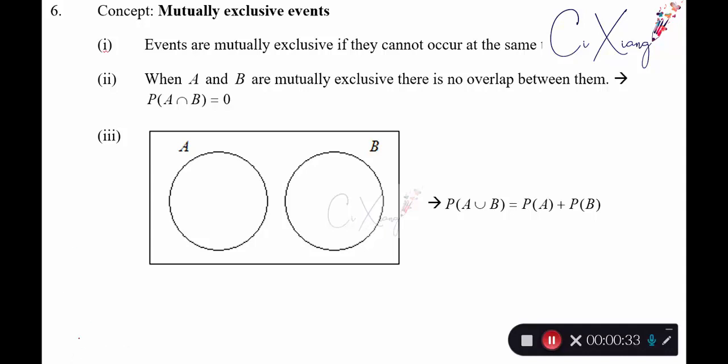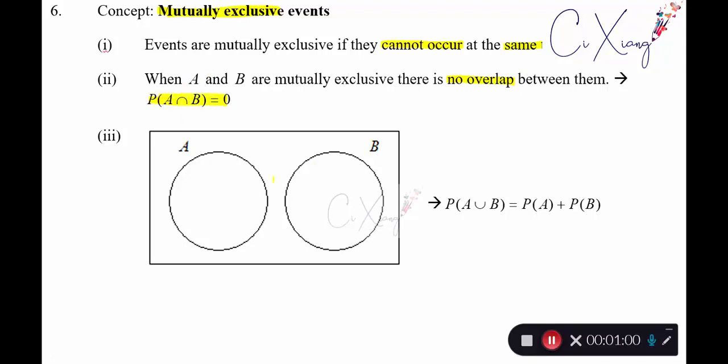Okay, right. So you need to know this word. We call it mutually exclusive events. The meaning of mutually exclusive events is that the events cannot occur at the same time. So we call them mutually exclusive events. When A and B are mutually exclusive, that means there's no overlap between them, which means when you write out the probability for A intersect B, it equals 0.